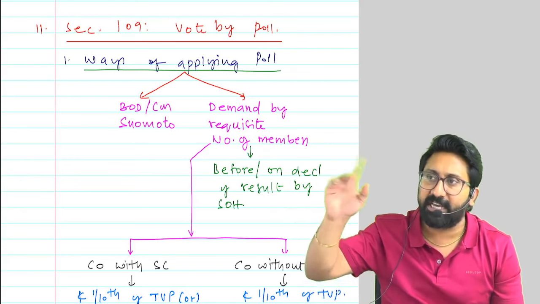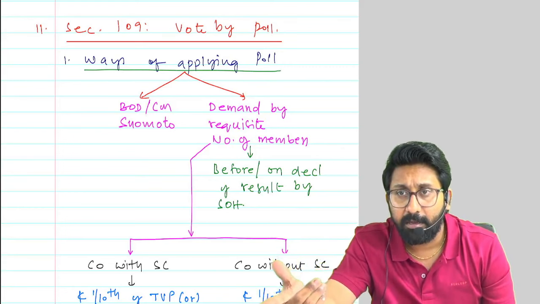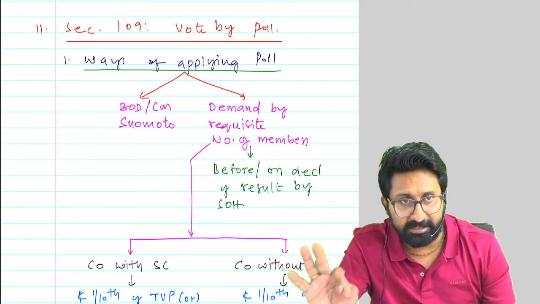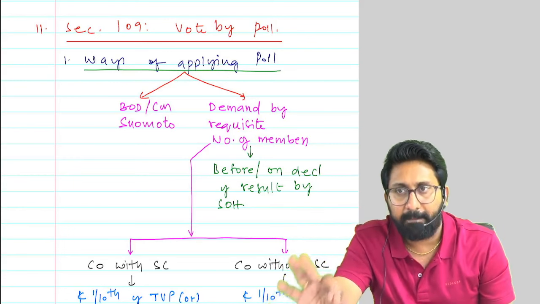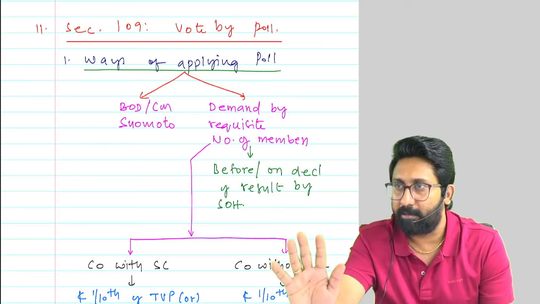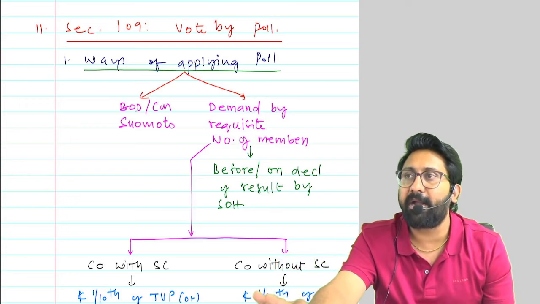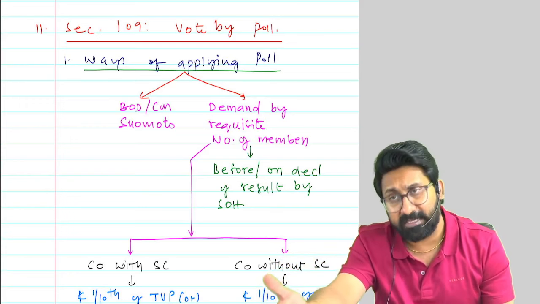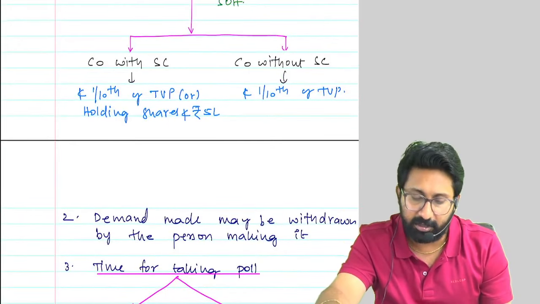First, can the chairman suo motu take a poll? Yes. Who can demand? Members holding not less than 1/10 of the total voting power or members holding not less than 5 lakh of the capital. Can they demand a poll? Yes. That's all. Once demanded, can I withdraw the demand made? Yes, you can withdraw. But only that person who made the demand can withdraw the demand.